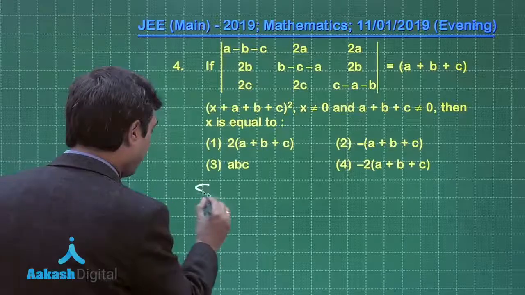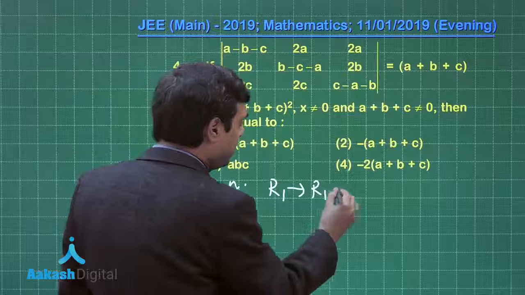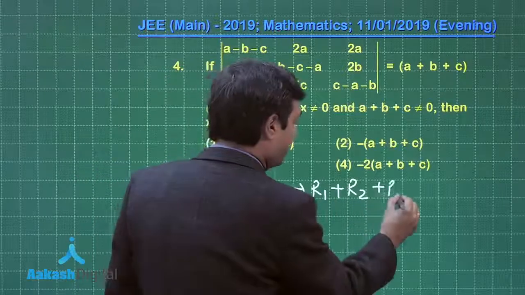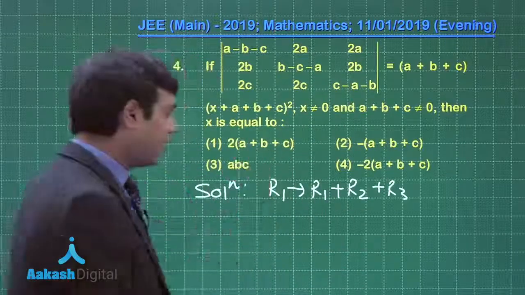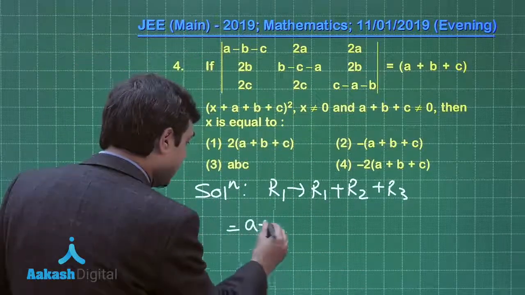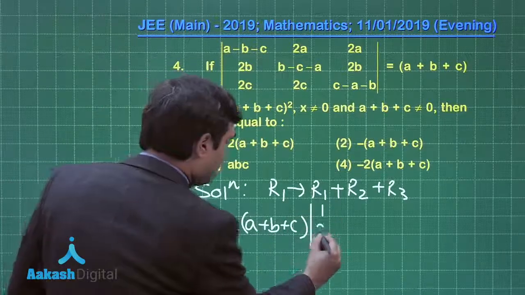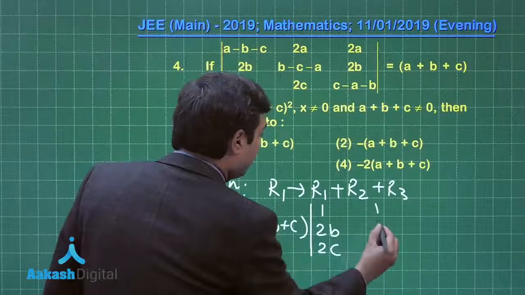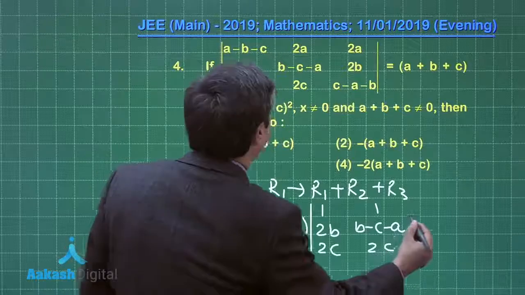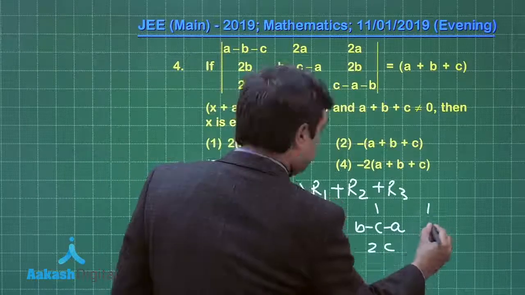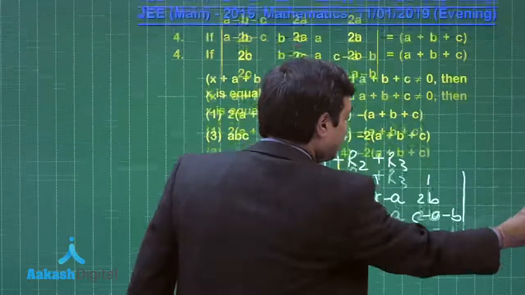Or you can apply certain operations like R1 replaced with R1 plus R2 plus R3. Benefit, you can see a plus b plus c coming in the first row and that can be taken common. So that gives us (a plus b plus c) multiplied with the determinant 1, 2b, 2c; 1, b minus c minus a, 2c; and then you have 1, 2b, c minus a minus b. Correct? This is the left hand side.